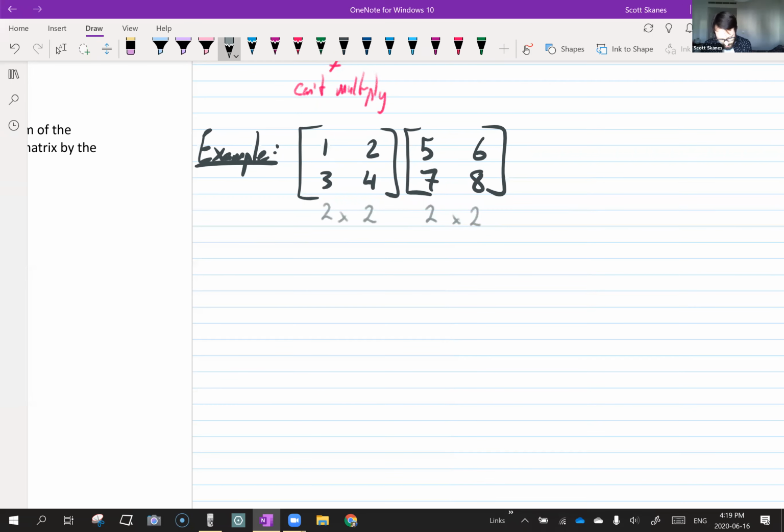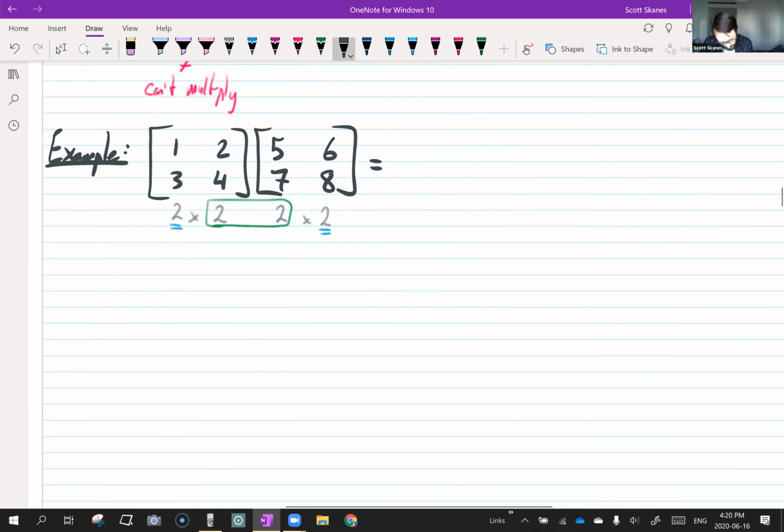Let's first of all see if we're allowed to multiply them to begin with. Can they be multiplied? Will I get an answer? Yes, I will. These numbers are equal, and I already know what the size of my matrix is going to be. It's going to be a 2 by 2. So whatever I get out of this will be a 2 by 2.